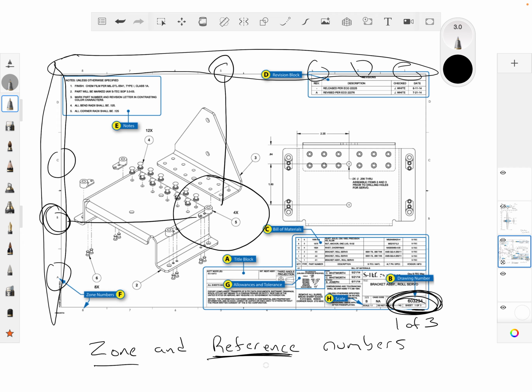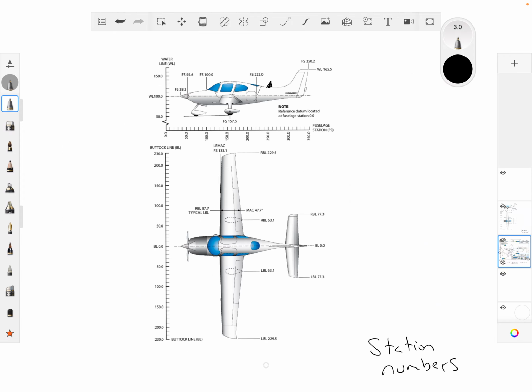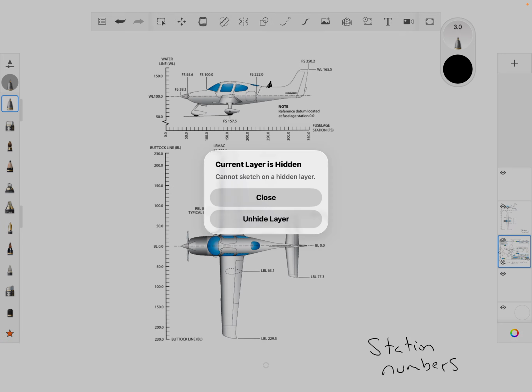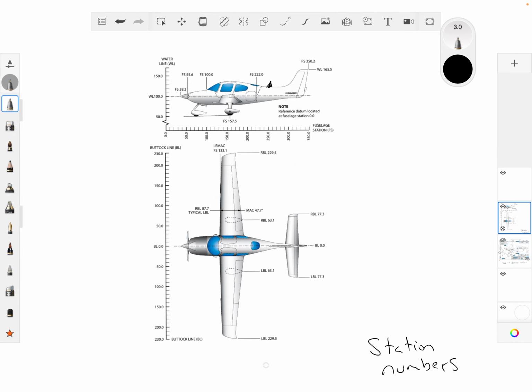So again, you'll have a problem where it asks you about the zone number. The zone number is going to be the letters and numbers on the side of a large blueprint. Okay, so we have that, and then this is something that you would probably use more commonly as a mechanic, and that's station numbers. So this one has multiple questions about it.